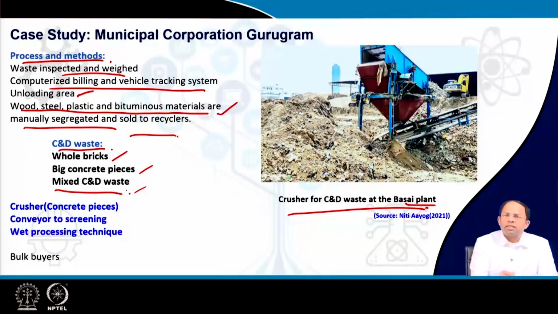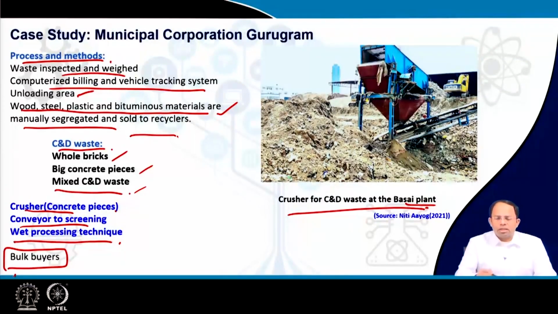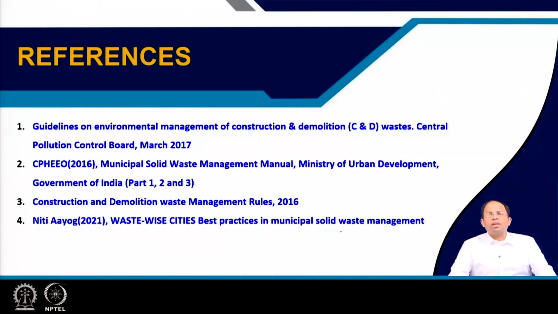This is almost the same as the Burari plant. Crushers were utilized where the concrete was broken into pieces. Conveyors were utilized for screening this broken material, and then a wet processing technique, similar to the Burari plant, was utilized for cleaning the waste, so that we can separate the different aggregates and the finer materials. Finally, bulk contracts were made with bulk buyers to sell off this material. So these are two successful examples of C&D waste management, and this could be repeated in many parts of the country. These are some of the references you can follow.